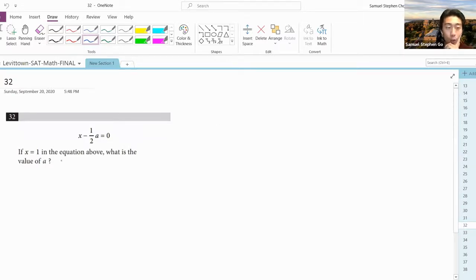32, another pretty easy question here, just some basic algebra. If x equals 1, they're even telling us what x is here. What is the value of a? So let's do that real quick. Let's rewrite x minus 1/2 a equals 0. They said x equals 1, so let's plug in 1 for x. 1 minus half a equals 0.